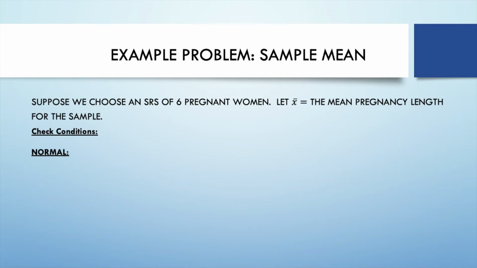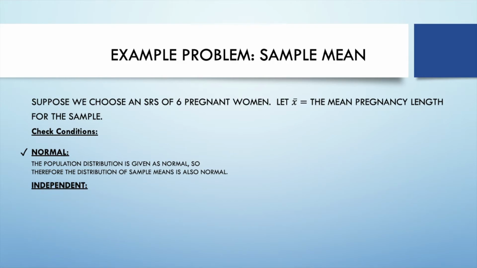Our first condition is: is the distribution of simple random samples of 6 pregnant women going to be normal? In the original problem, it told us the population distribution is given as normal. So therefore, our distribution of sample means is also normal. So that condition checks out. Now, if the original problem didn't say the population distribution was normal, then we would have to try to invoke the central limit theorem. But we don't have to do that here. It could be of any sample size. So our first condition checks.